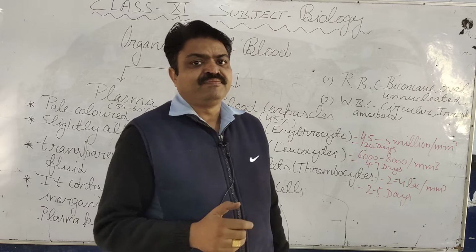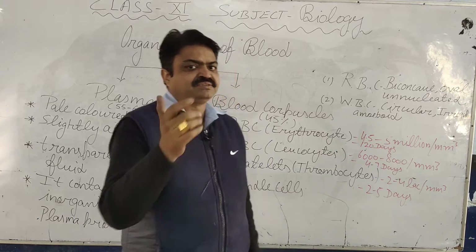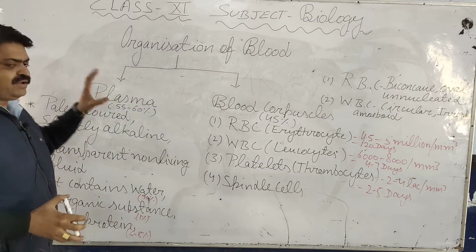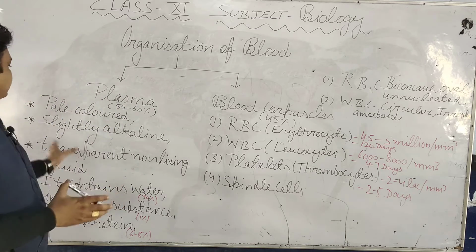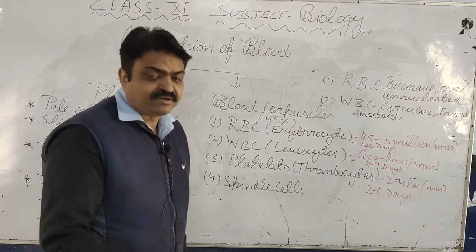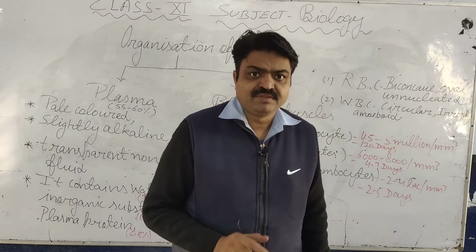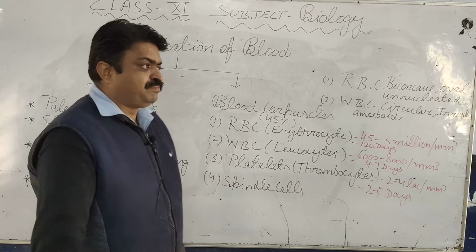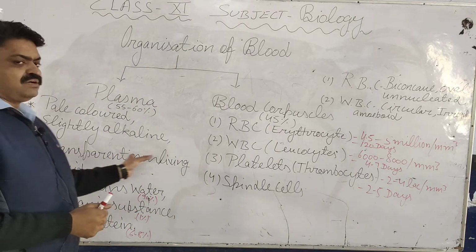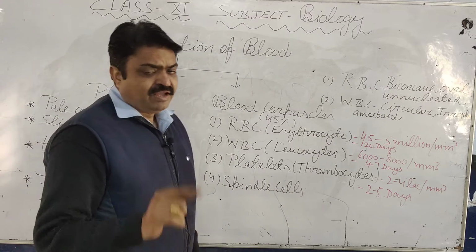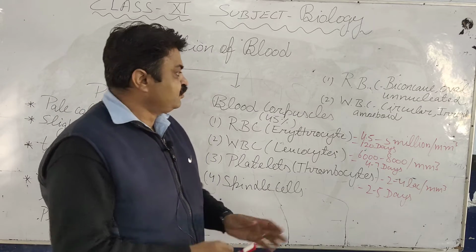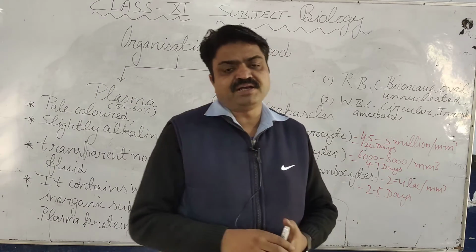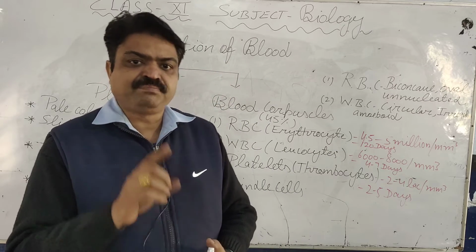Plasma is the medium, and that medium contains the different components. This plasma is a pale colored, slightly alkaline, transparent, non-living substance, student. It is a non-living fluid, and this fluid provides the medium to the blood corpuscles, because the blood corpuscles are found inside the plasma.